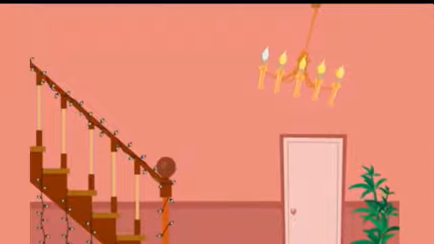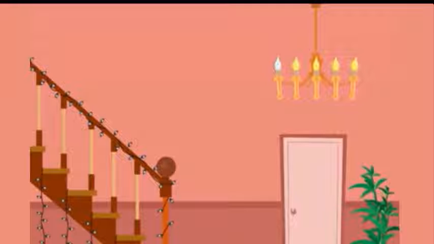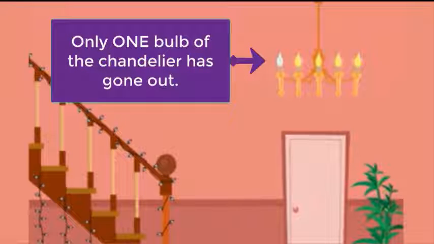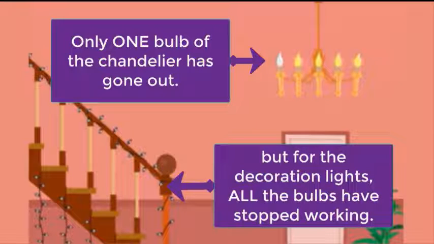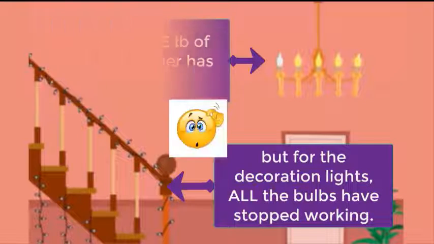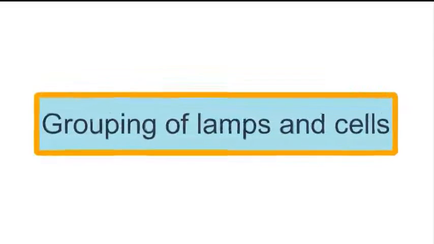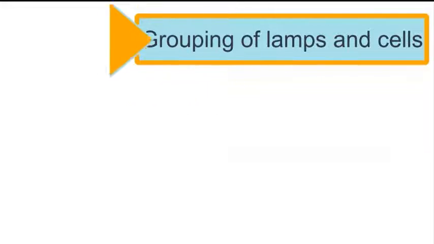What is happening? Something interesting happened next. Only one bulb of the chandelier has gone out, but for the decoration lights, all the bulbs have stopped working. But why? It's time to learn about grouping of lamps.